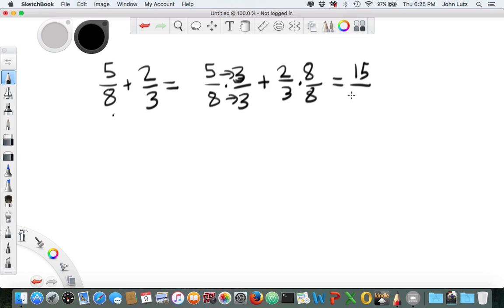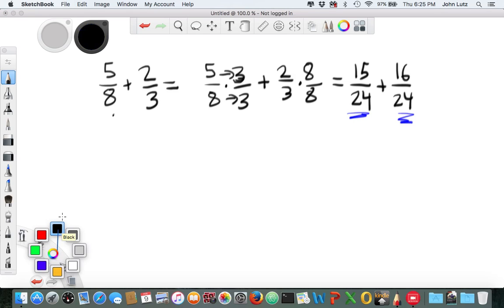8 times 3 is 24, okay? 2 times 8 is 16, and 3 times 8 is 24. Hey, look, what do we have here? We've got common denominators. So now all I have to do is add 15 plus 16, and I'll get 31 over 24, right? There you go, and you're actually done. So you see how you did that?